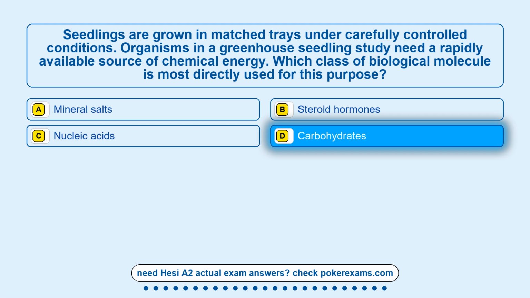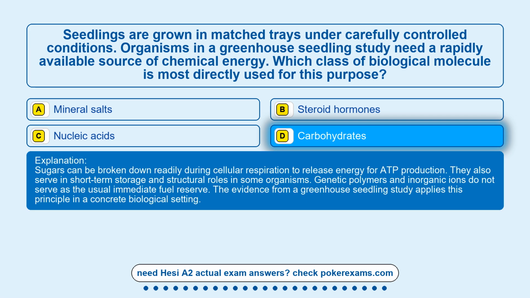The correct answer is option D, carbohydrates. Sugars can be broken down readily during cellular respiration to release energy for ADP production. They also serve in short-term storage and structural roles in some organisms. Genetic polymers and inorganic ions do not serve as the usual immediate fuel reserve. The evidence from a greenhouse seedling study applies this principle in a concrete biological setting.